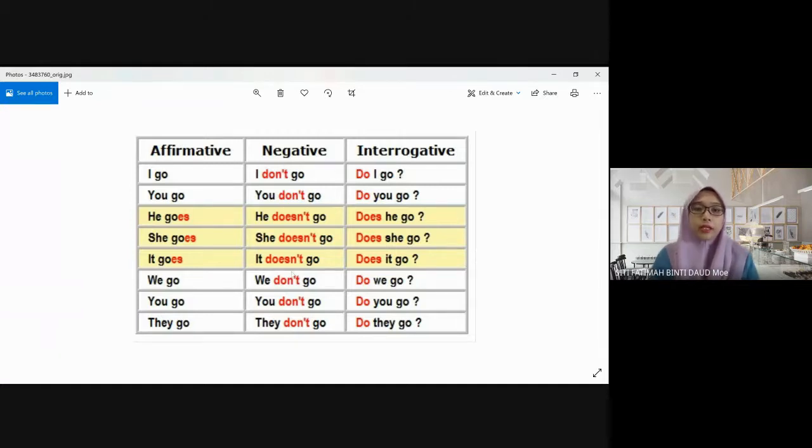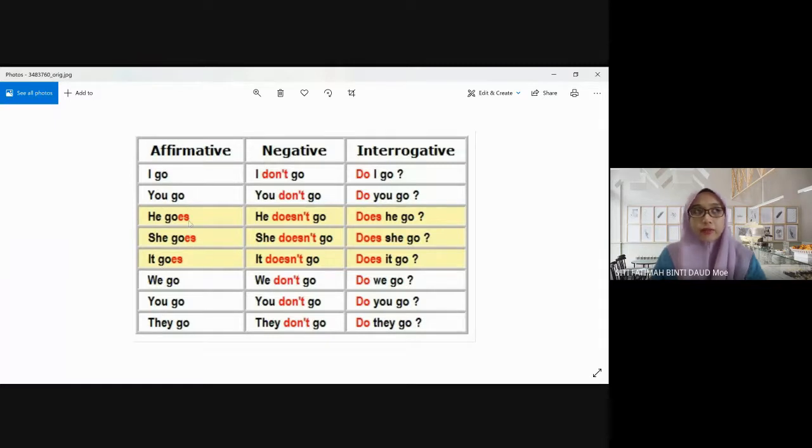Okay, same with negative sentence. I do not go, I don't go, you don't go. So this is the negative sentence. For interrogative, it means soalan, asking questions, okay? So the word do must be at the front here. That one is for I, we, they, you, and anything plural. But for singular and he, she, it, anything singular, satu benda, okay? He goes, she goes, and it goes.